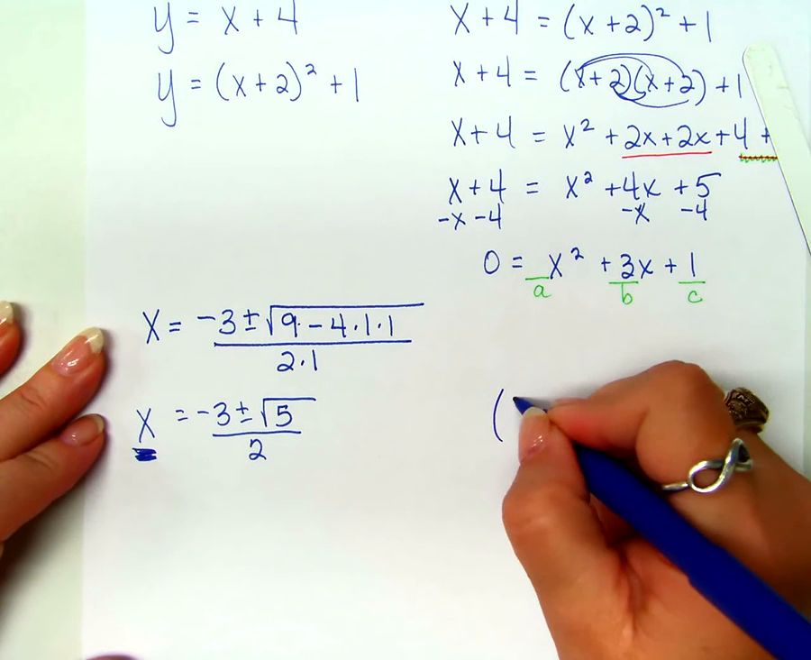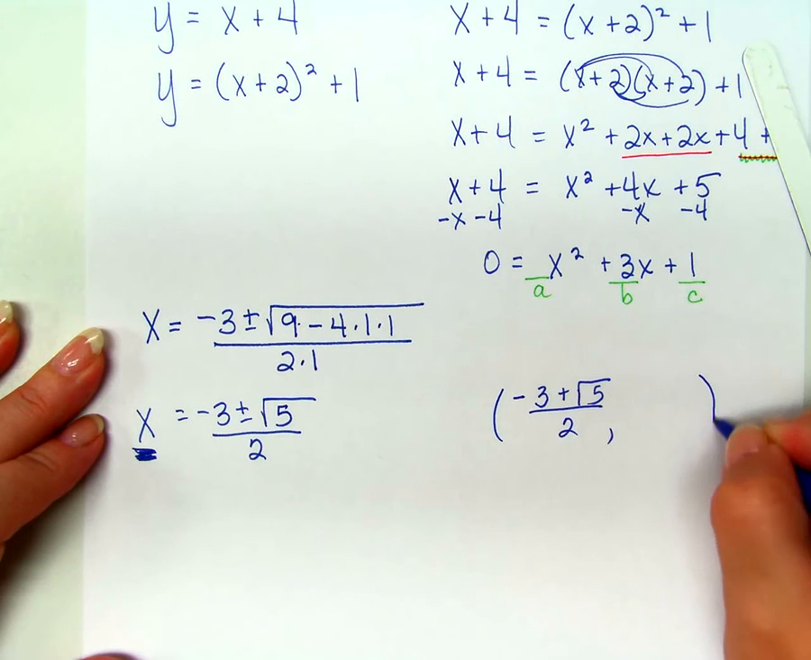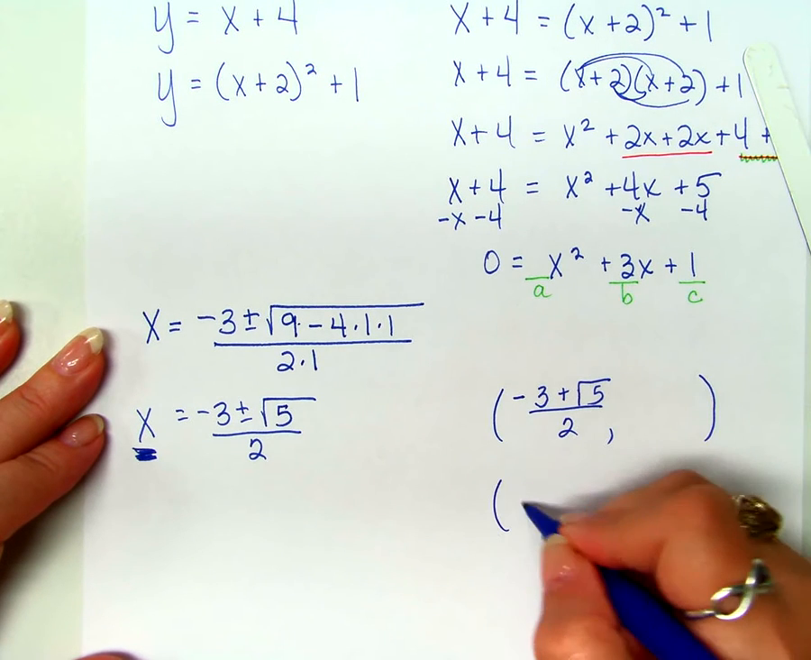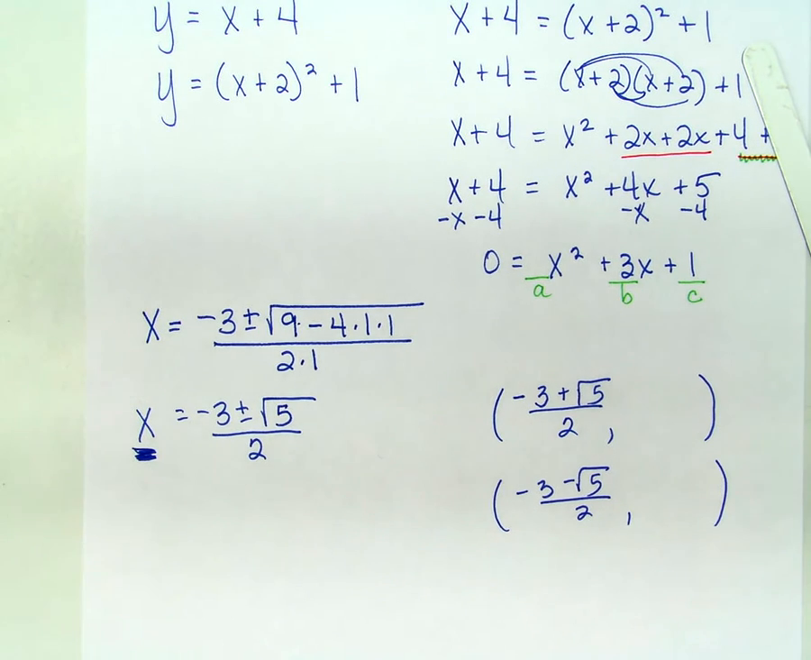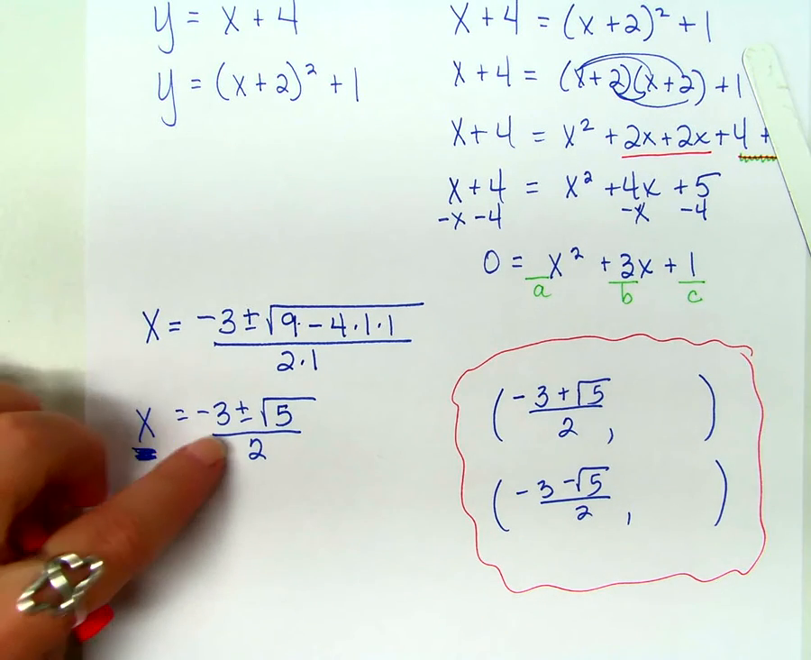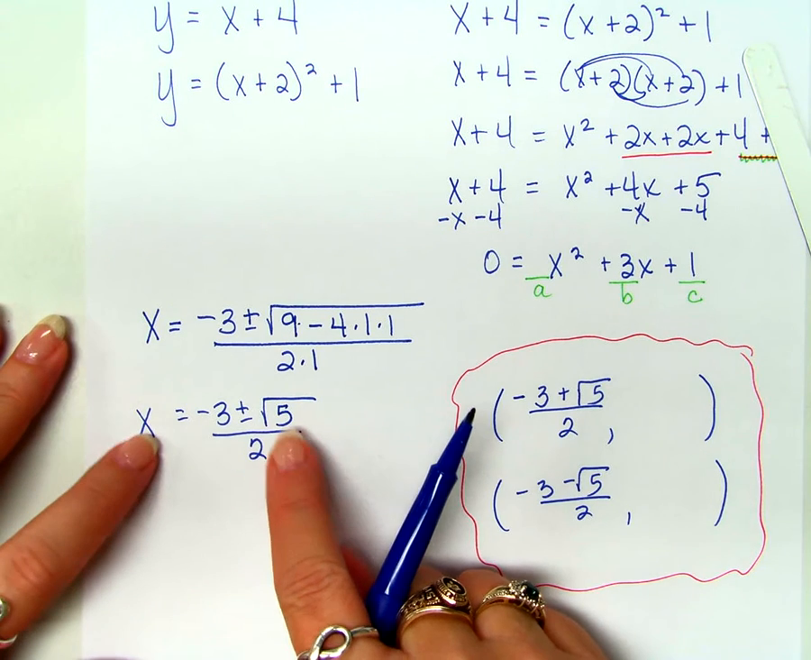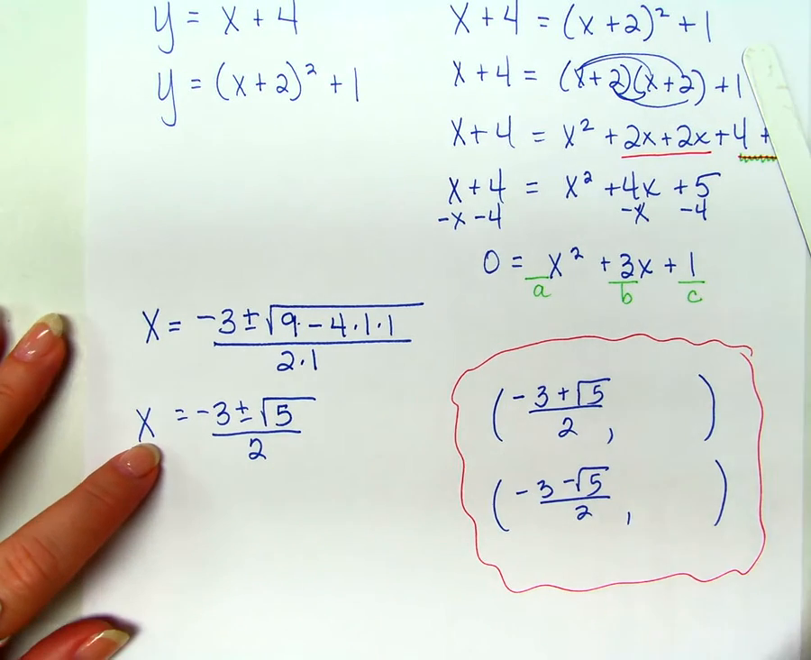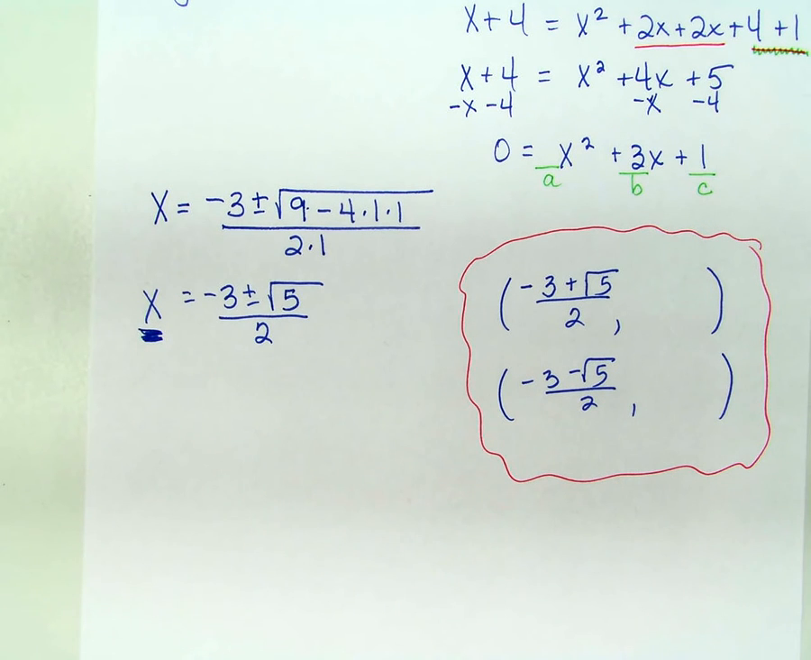So I know my answers are going to look like negative 3 plus the square root of 5 over 2, comma something, and negative 3 minus the square root of 5 over 2, comma something, right? These are going to be my solutions over here, not this. This solves a quadratic formula. That gives us the x-coordinate of the points of intersection. How are we going to go about finding the y-coordinates of these points?